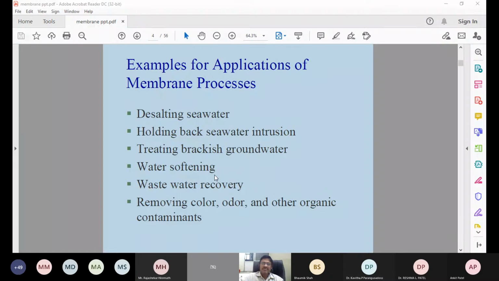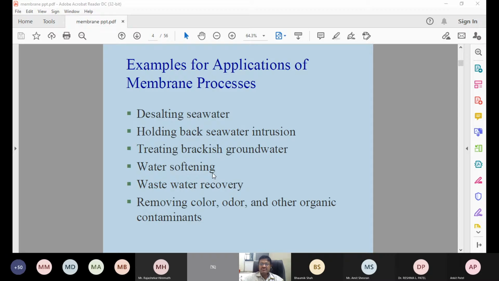So therefore, the TDS of groundwater is more. Therefore, if you want to remove the dissolved solids, what do you do? We use the membrane processes which are removing the dissolved solids. So we will see which are the membrane processes which can remove the dissolved solids efficiently.